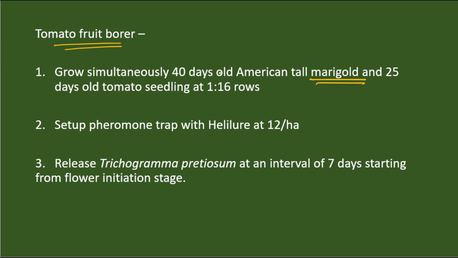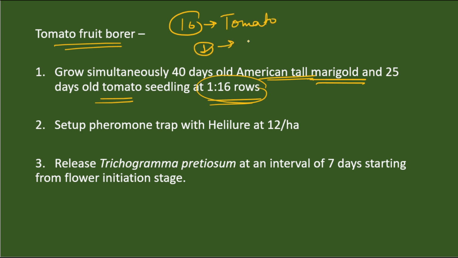simultaneously 14 days old marigold with 25 days old tomato. 14 days old American tall marigold, this is the variety which you need to use. We can do intercropping in 1:16, that is 16 rows of tomato, and in that 1 row will be of marigold.